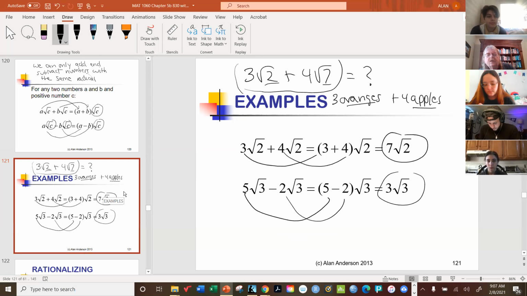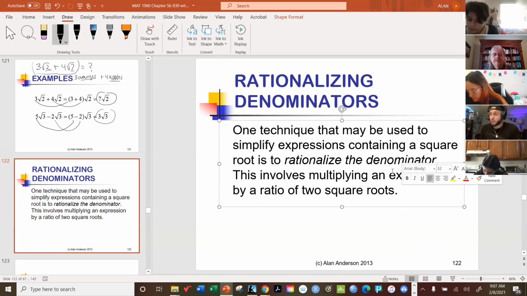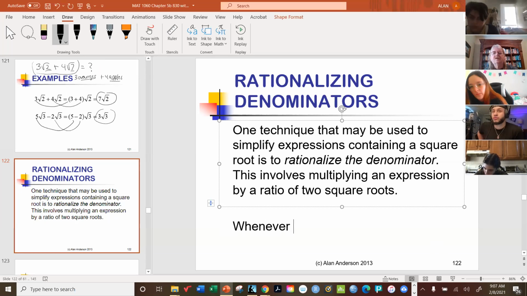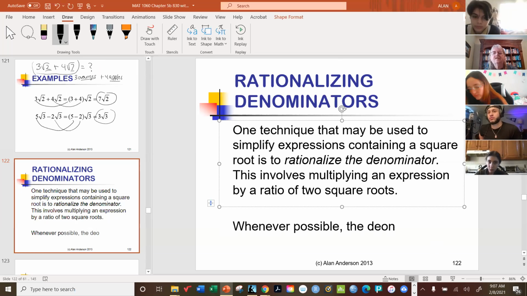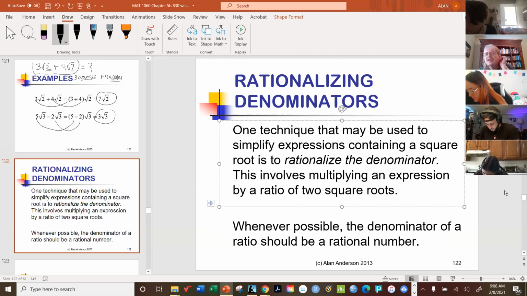All right, now we're going to look at a technique which helps us simplify our results, but in a very specific way. And this is referred to as rationalizing the denominator. Basically, the logic here is this. Whenever possible, the denominator of a ratio should be a rational number. That's sort of a rule of thumb. In other words, just to keep things simple, we're going to try to avoid having radicals in the denominator.